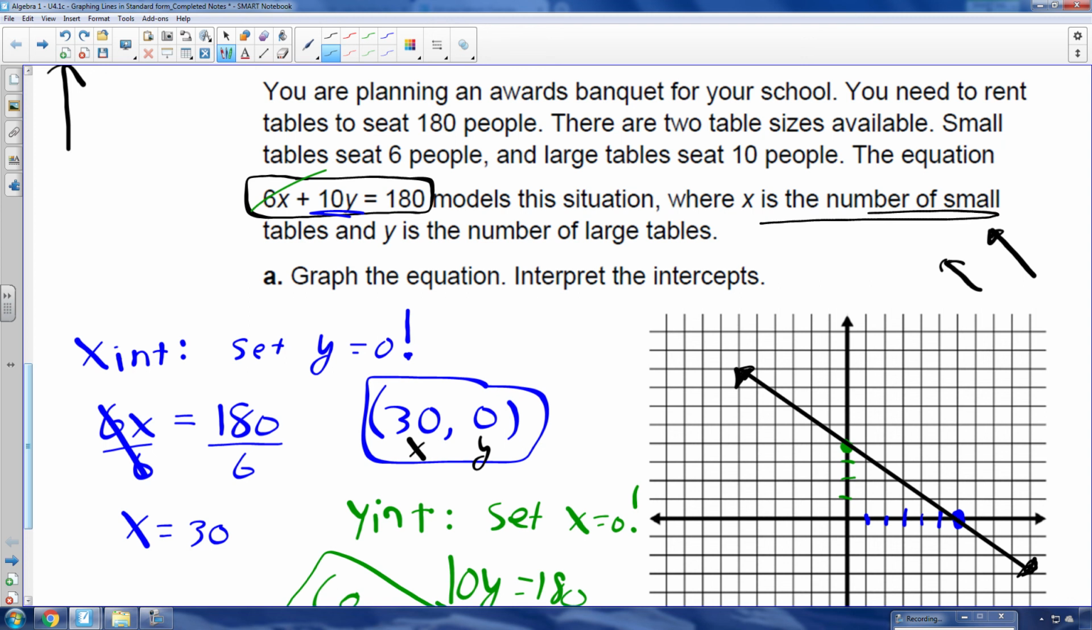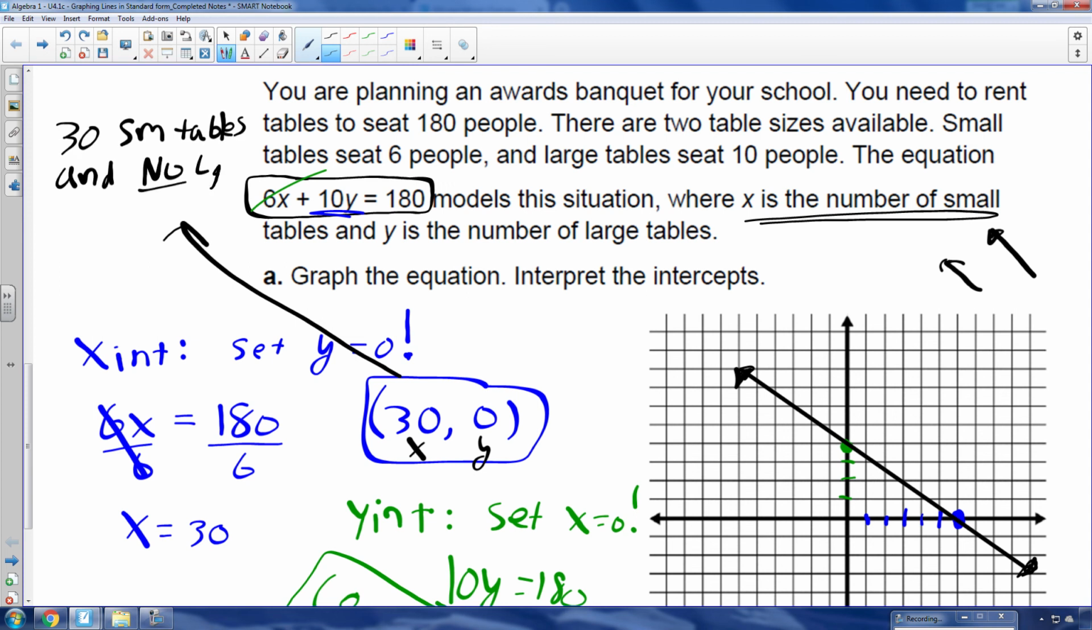Oh, small tables. So we have how many small tables in this case? This is saying we got 30 small tables and how many large tables? 30 small tables in this one point and no large tables, right? That's what that's saying. That's an option. 30 small tables will still give us seating for 180, because you can get 6 people at a table, and that'll be good.